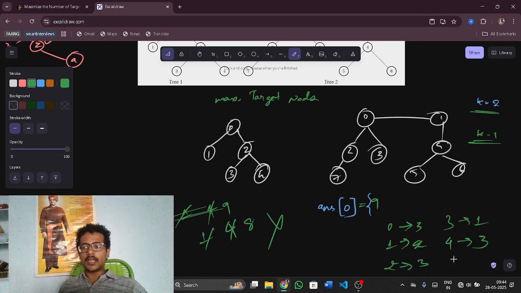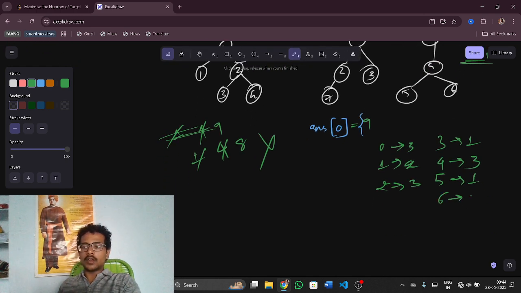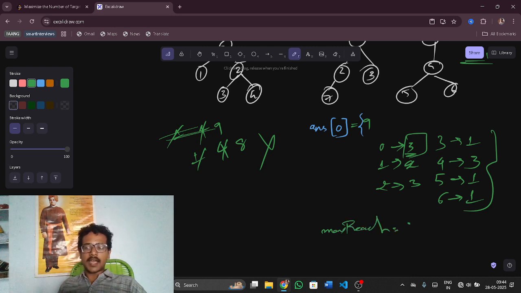For node 5, I got only one. For node 6, I got only one again. So to get the maximum out of all, I'll get only 3. So max reach, I take it as 3. Now I got the maximum reach with tree 2 is just 3. That means the maximum target nodes that I can get if I have to connect a node from tree 1 to another node in tree 2 is 3.